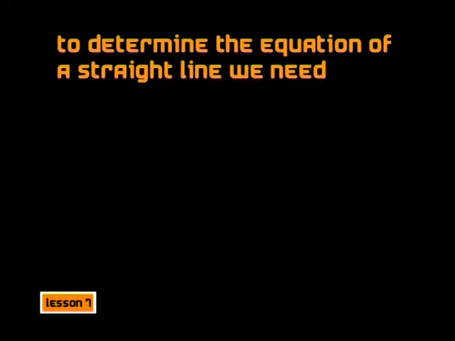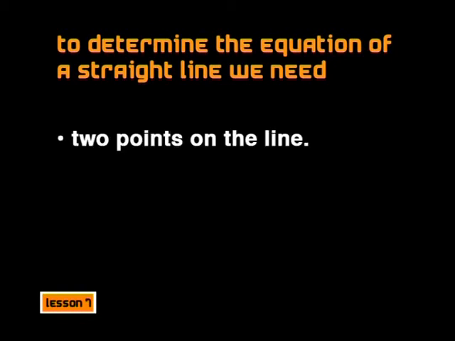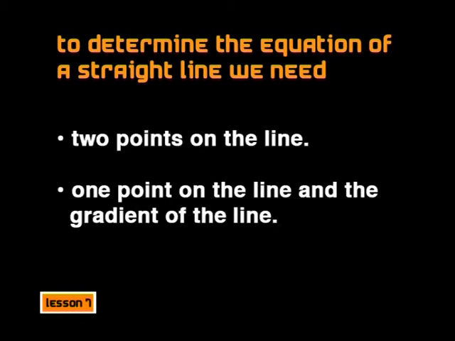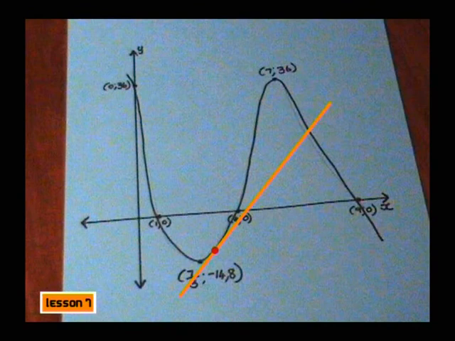So how do you think we should approach this? To determine the equation of a straight line, we need one of two things. Either we need 2 points on the line, or a point on the line and the gradient of the line. In our case, we can calculate the coordinates of this point, since we already know the function f of x. We either need another point or the gradient of this line.